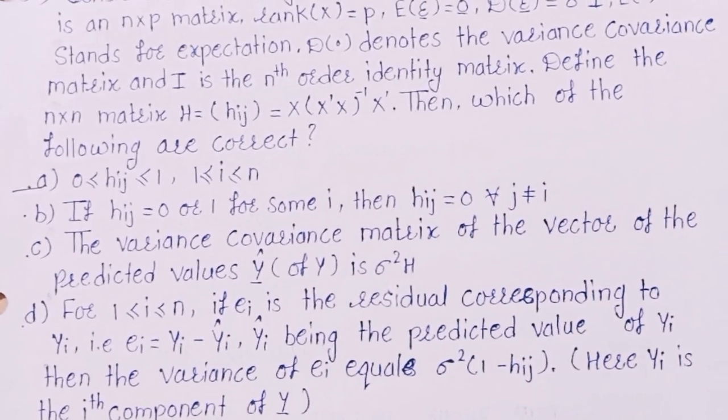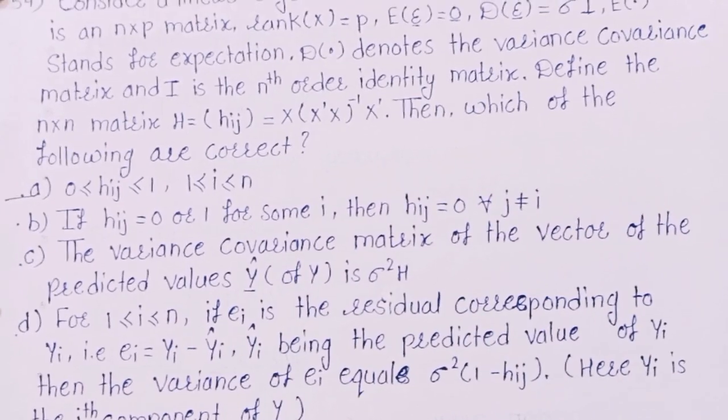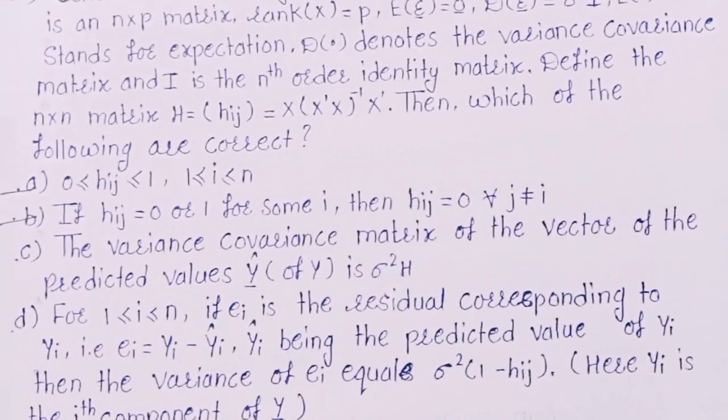A. 0 ≤ Hij ≤ 1 and 1 ≤ i ≤ n. B is also correct.